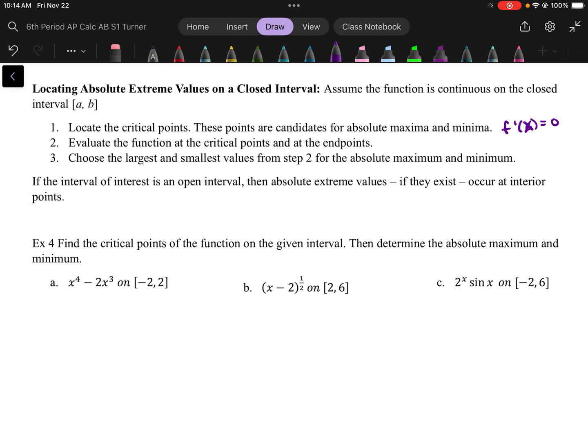You're also going to be sure that you test your endpoints because that seems to be something that always gets forgotten. But endpoints can also be candidates. We saw that we didn't necessarily include our endpoints as part of our locals, but typically our endpoints ended up being our absolutes because we don't know what's beyond them, but we know that it is the highest y or the lowest y. And then if the interval is an open interval, then the absolute extremes occur at interior points. So they have to happen inside.